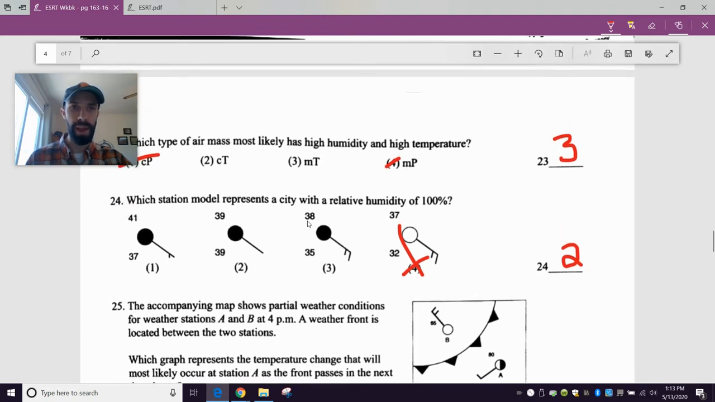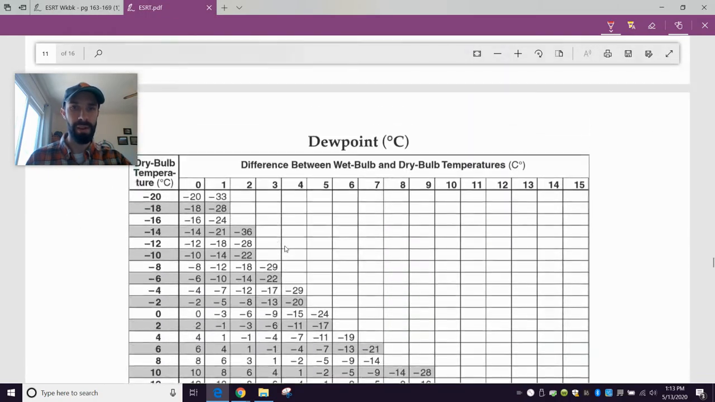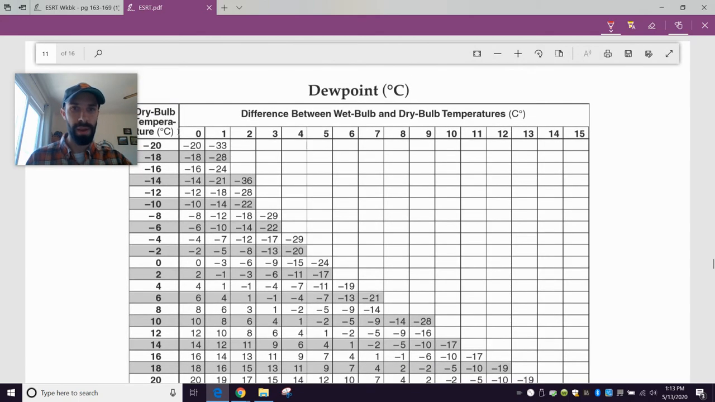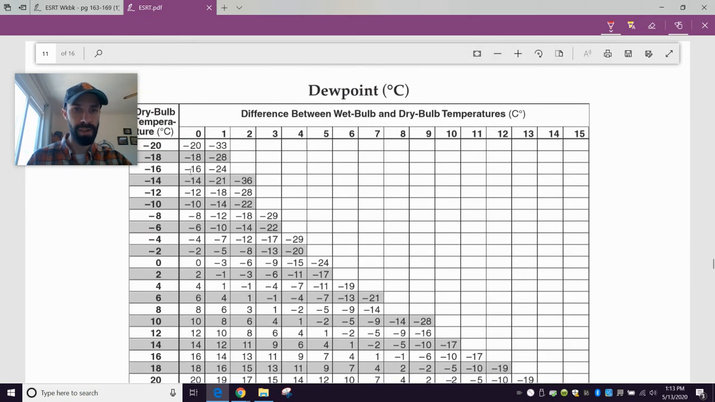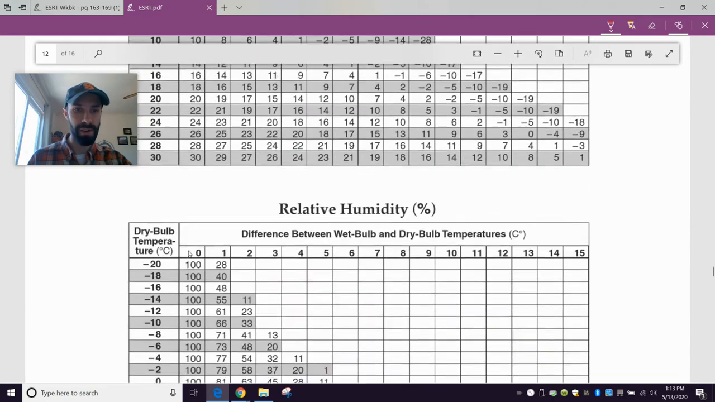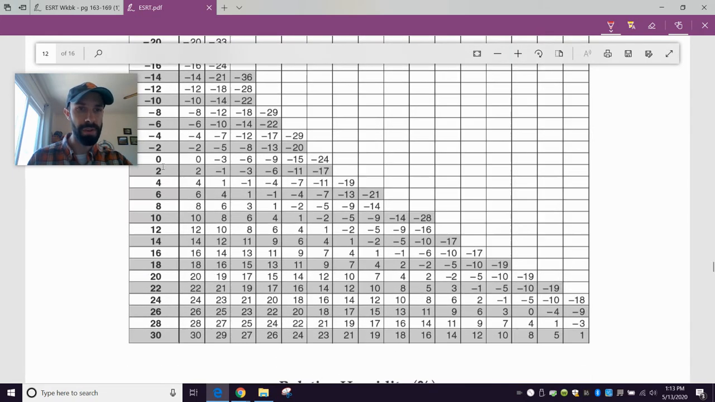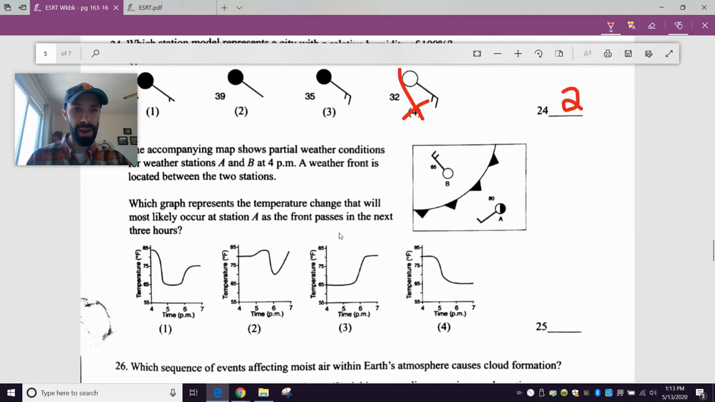Now, that actually goes all the way back to our stuff about dew point, this chart on page 12. Remember, if the air temperature is the same as the dew point, then it's 100% humidity. These have 0 difference, which means there's 100%. Remember, all of these 0 differences are 100% humidity. So notice how these two numbers are the same, and if they're the same, it's 100% humidity. So that's important. All right, let's see.